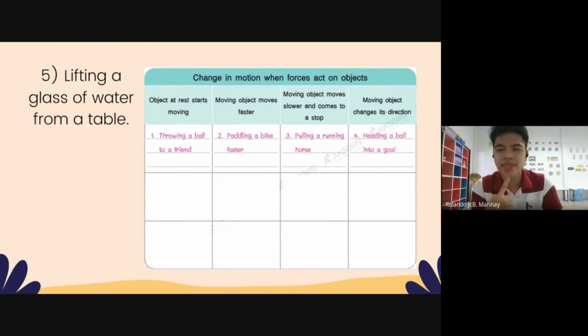C? Nope, it's not C. Let's try others. Pink. A. Okay, object at rest starts moving. Earth said A because the glass of water is not moving on itself, and then we pick it up from the table, right? So that started to move. The glass started to move. So object at rest starts moving.